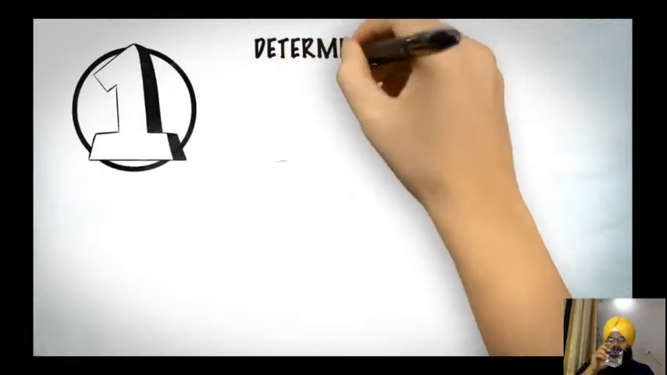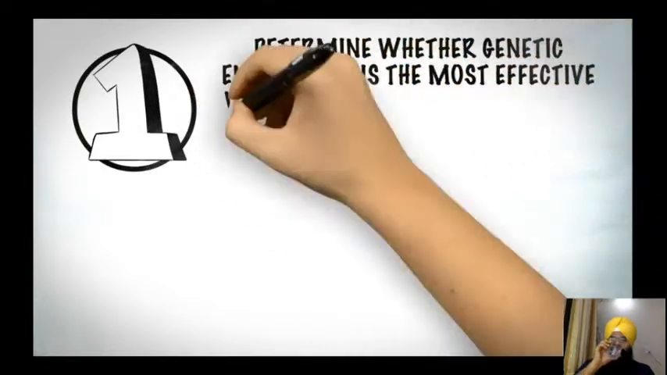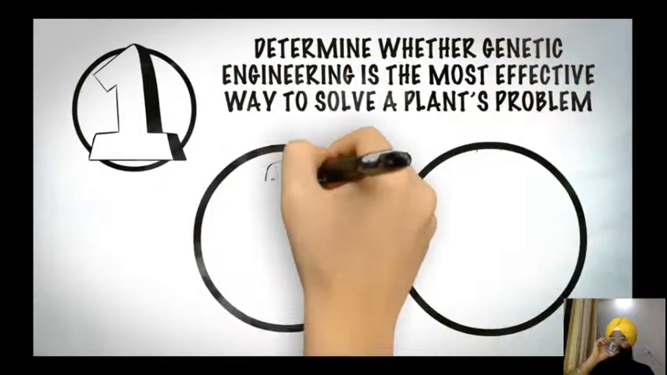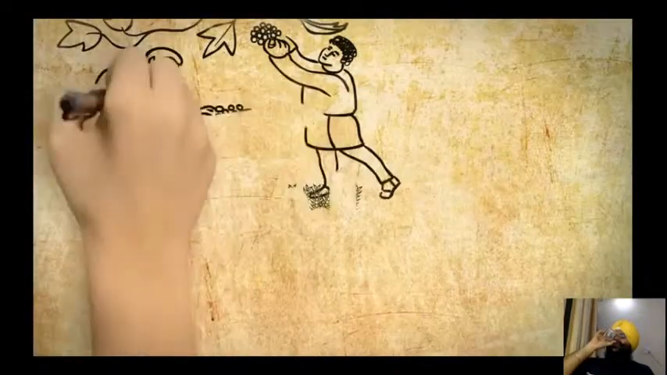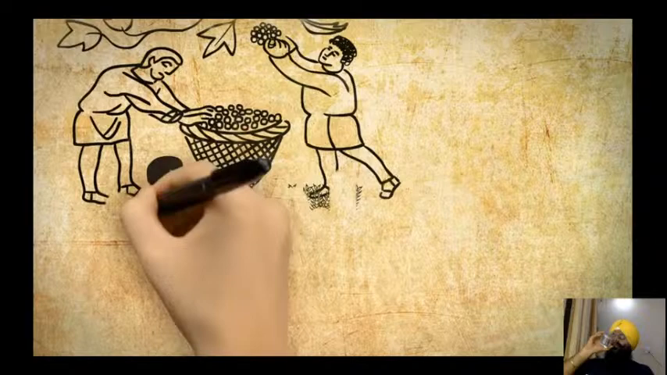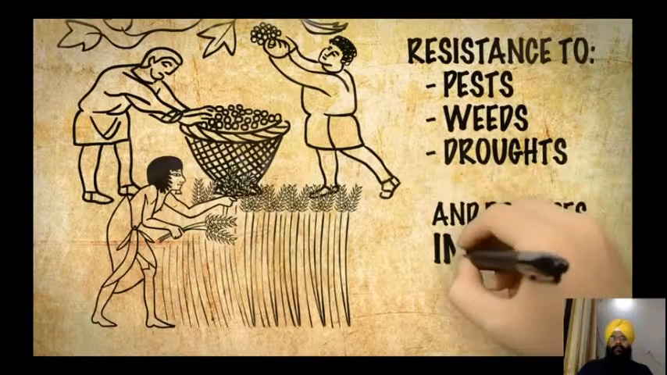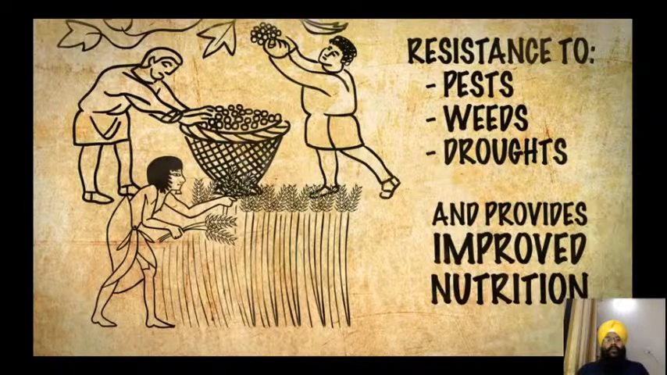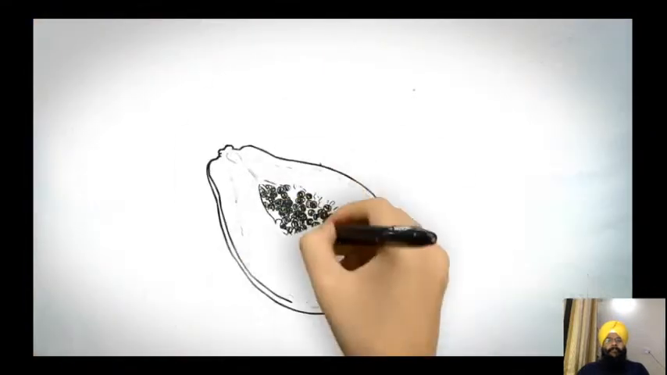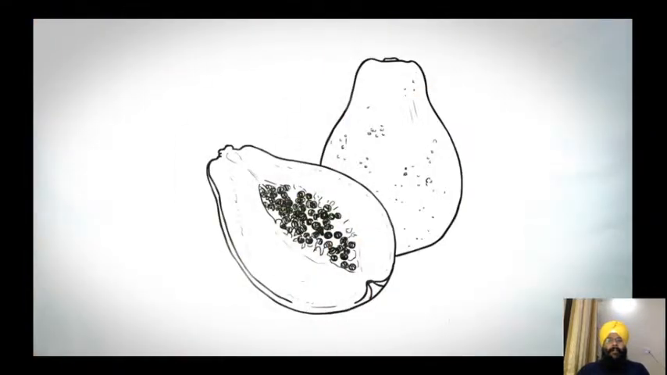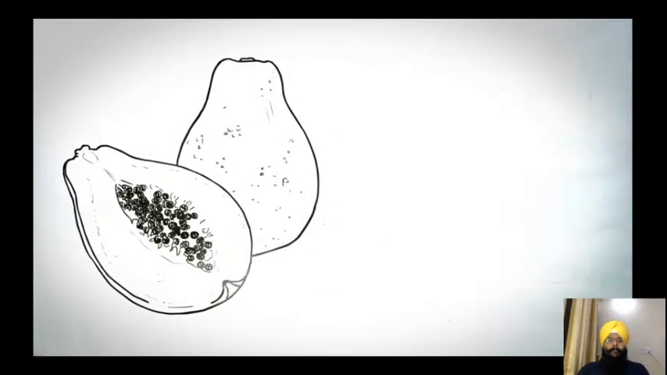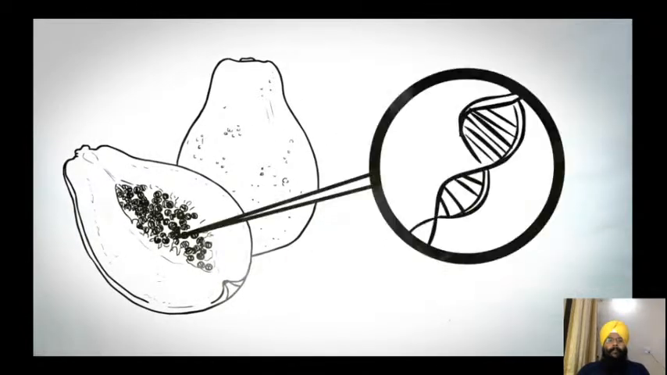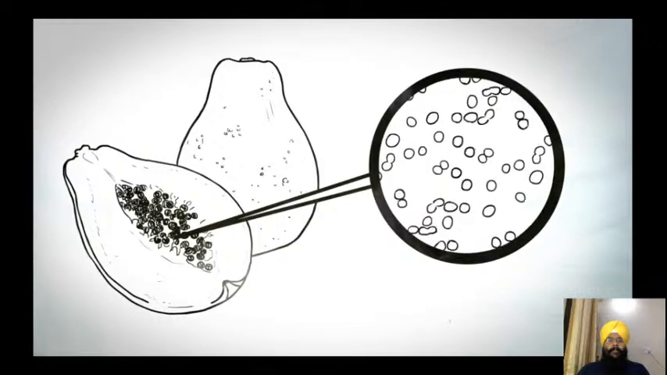Step 1. Determine whether genetic engineering is the most effective way to solve a plant's problem, such as a disease or damage from pests. For centuries, traditional plant breeding has been used to fight pests, environmental stress such as drought, as well as to improve taste and nutrition. The reasons to develop GMOs are no different today, but GMOs can be created more quickly and more precisely. Other breeding methods can take decades to produce results and aren't able to be as precise in focusing on one genetic trait or isolating a solution to a specific problem.